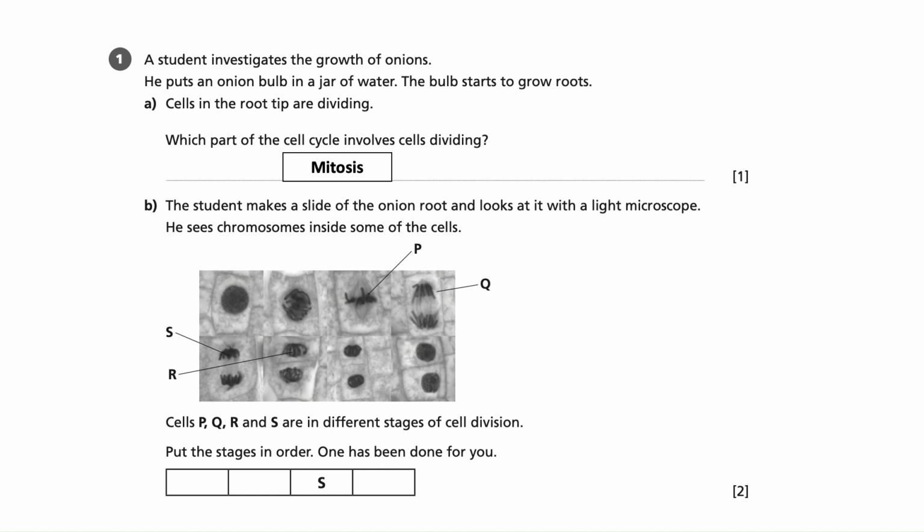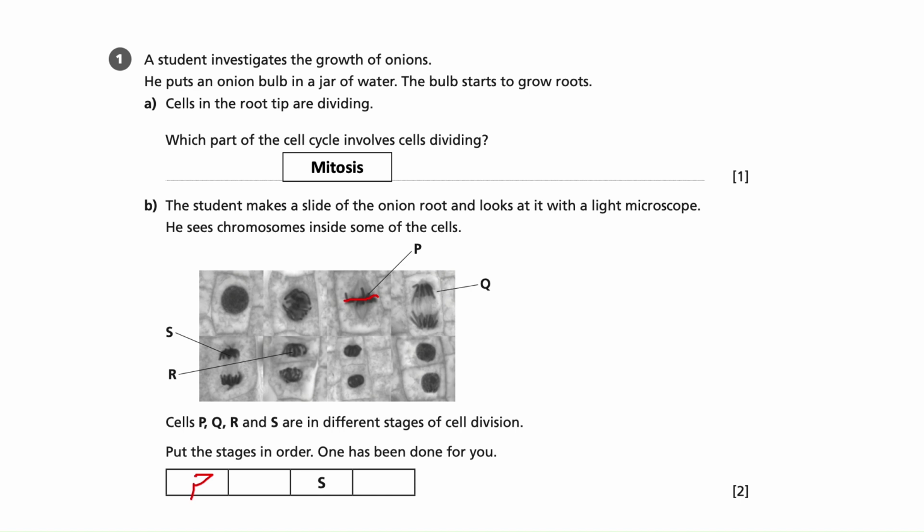So cells P, Q, R, and S are in different stages of cell division, and we need to put the stages in order. One has been done for you. Okay, so which of these looks like the first stage? Well, we can see in P that the chromosomes are arranged in the middle of the cell at the equator. That suggests it is early on in cell division as they haven't started to split towards being two new cells. So P goes first.